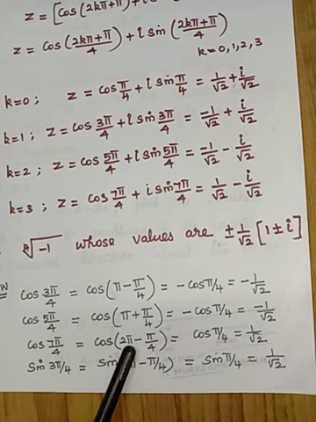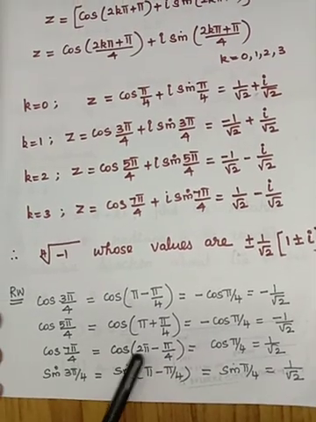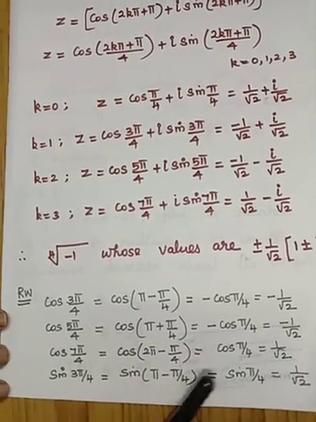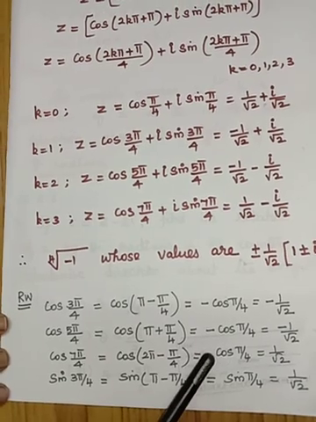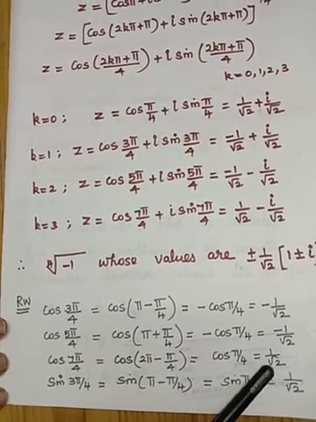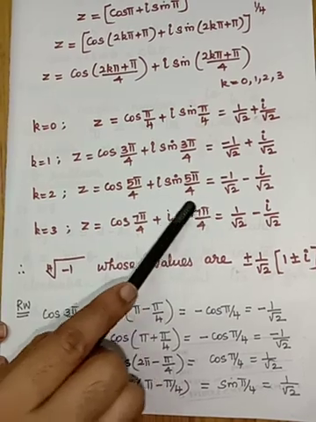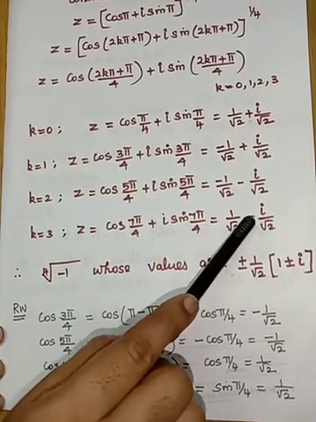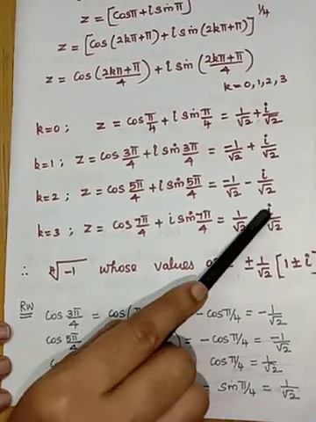Okay, so it lies in which quadrant? Fourth quadrant. In the fourth quadrant, cos is positive, sin is negative. So here for cos, I have written positive. So your answer is 1 by root 2. In the same way, in the fourth quadrant, sin is negative. So minus i by root 2.